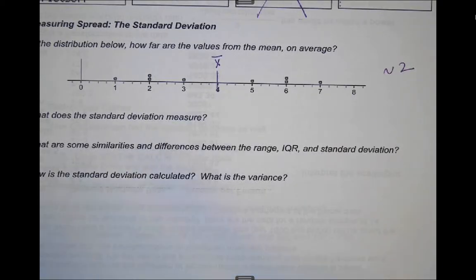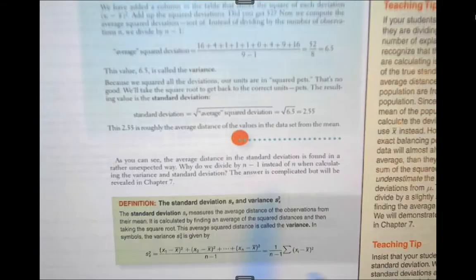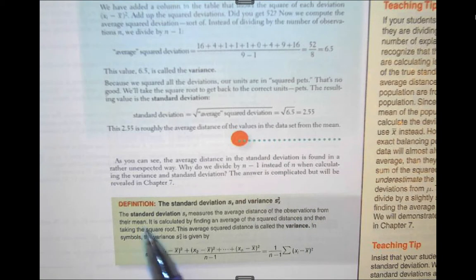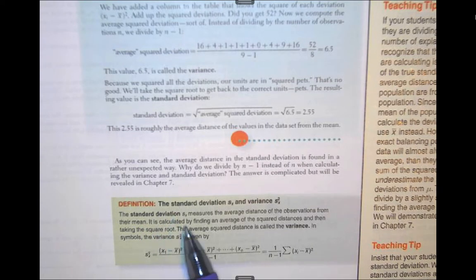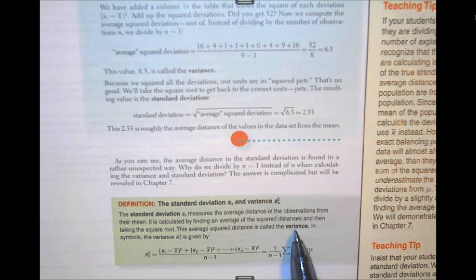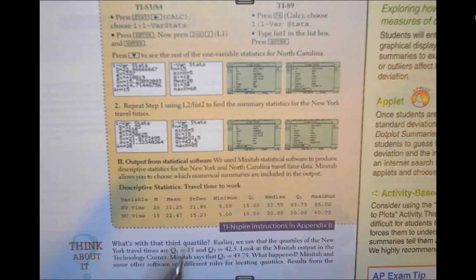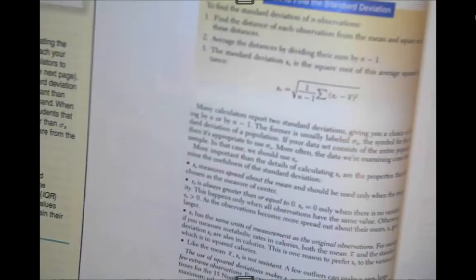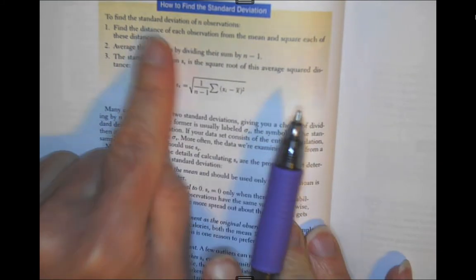So what does the standard deviation measure? The standard deviation is just kind of measuring your average distance. So it measures your average distance of the observations from the mean. So it's like your typical distance there. It's calculated by finding an average of the squared distances and then taking the square root. This average squared distance is called the variance. In symbols, the variance S of x is given by this. All right, so that's our notation there for the variance. To find the standard deviation, then we take the square root.